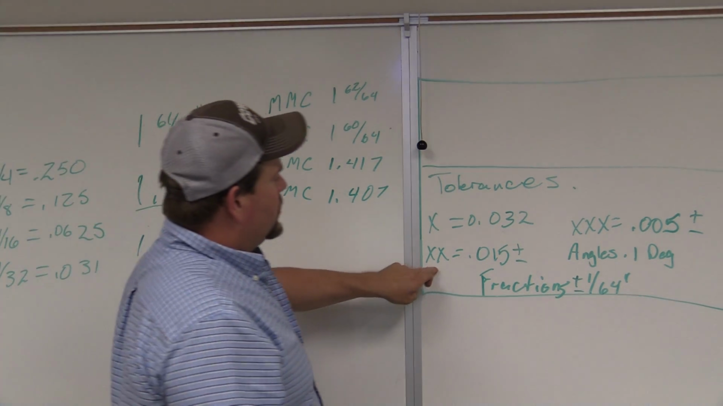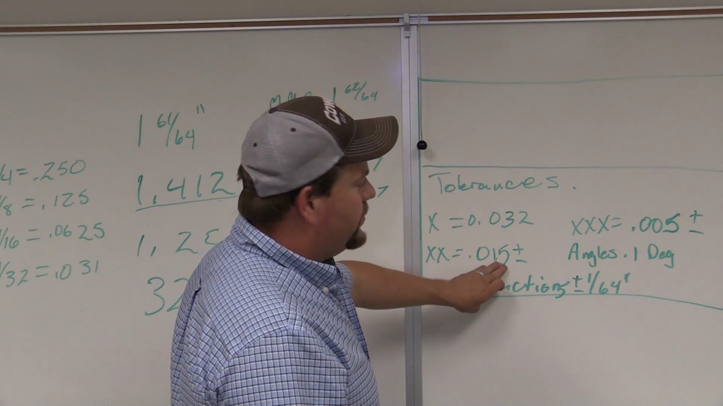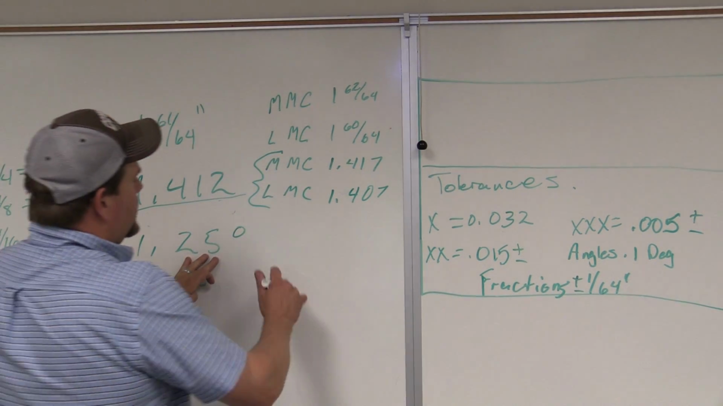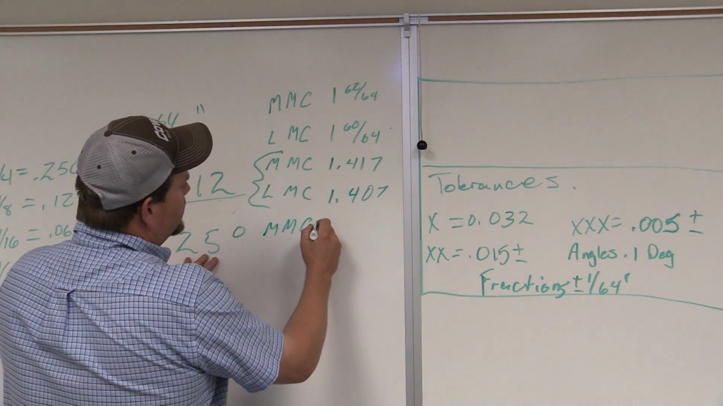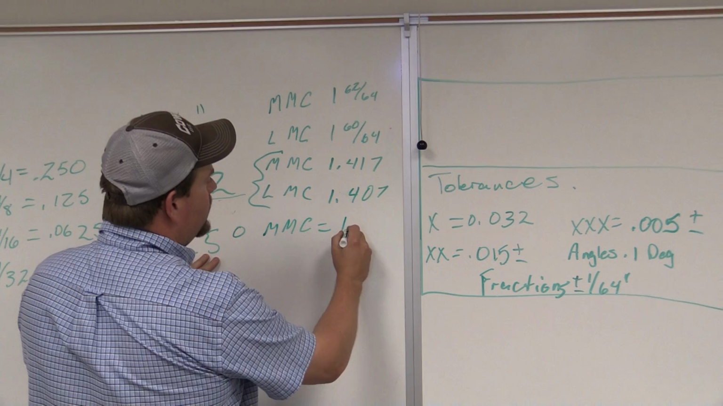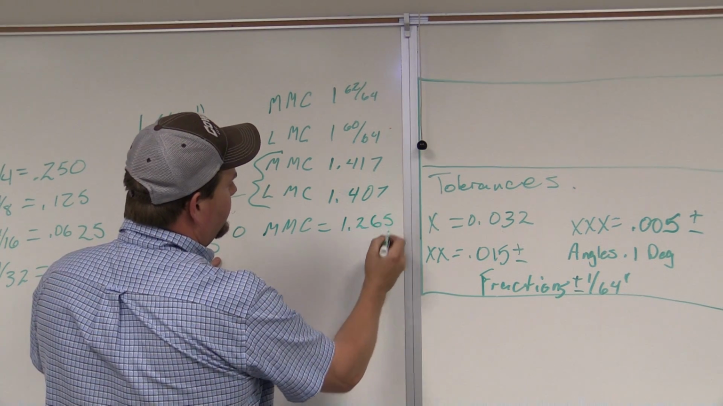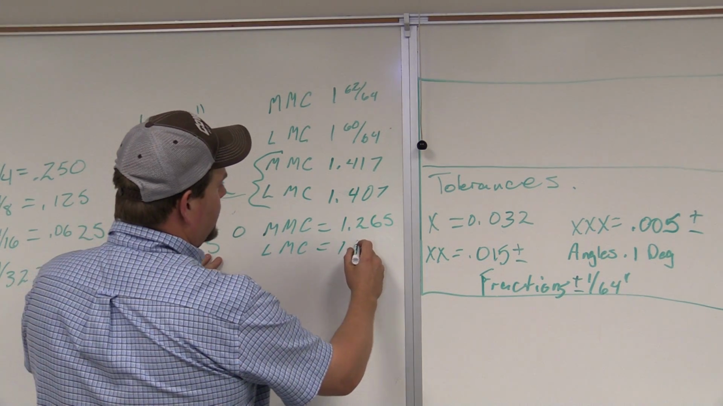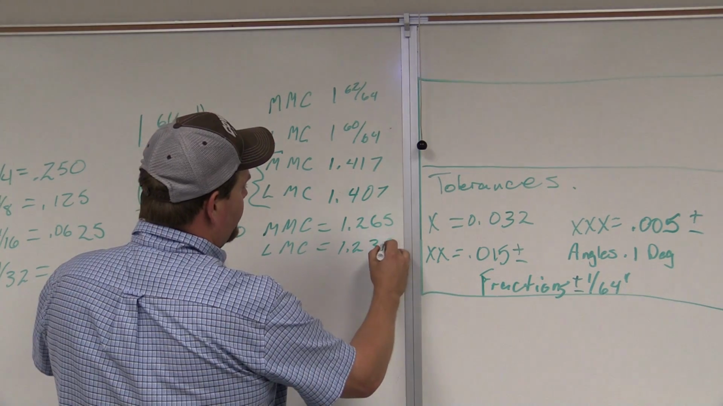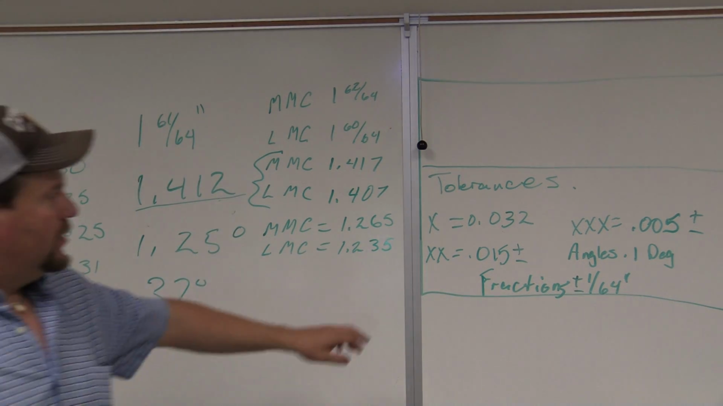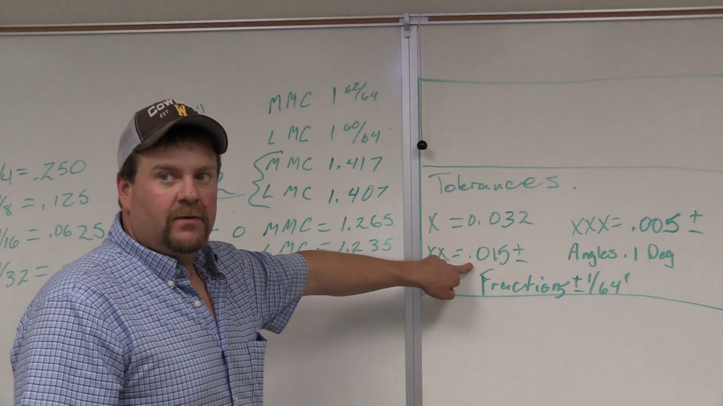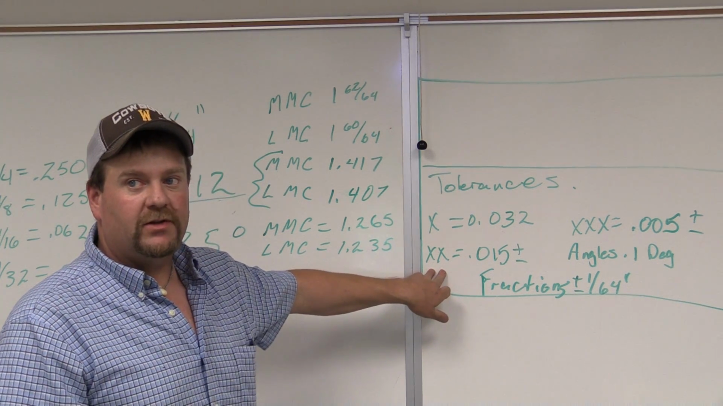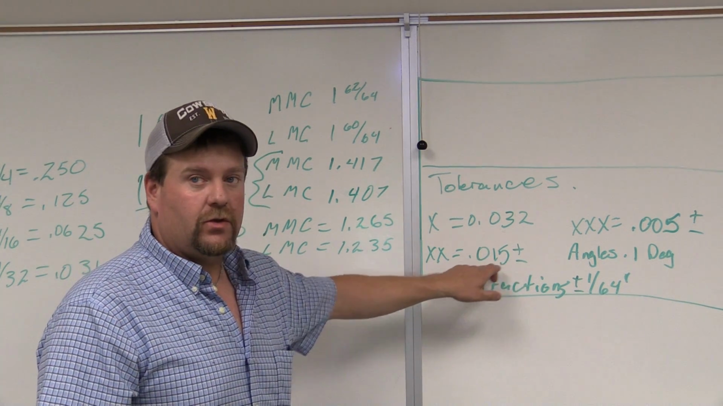All right. So over here, 2 positions. We're still going to 3 positions in decimal. Okay. So we're at 1.250 plus or minus. Our max material condition is going to be 1.265. Our least material condition is going to be 1.235. So now we're 30 thousandths difference. Remember to keep in mind where the decimal point is. We're at 30 thousandths instead of 300 thousandths. Even though it's showing 2 decimal places, we still have to convert it to do the 3 positions.